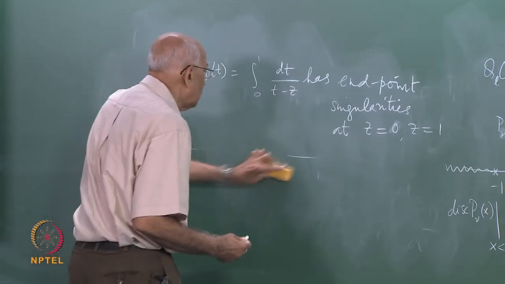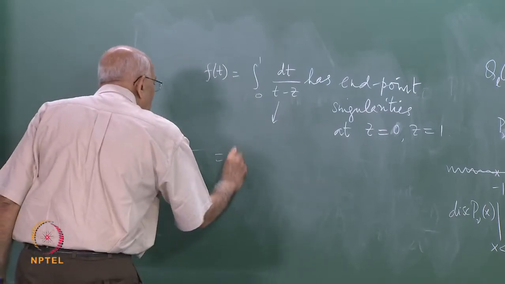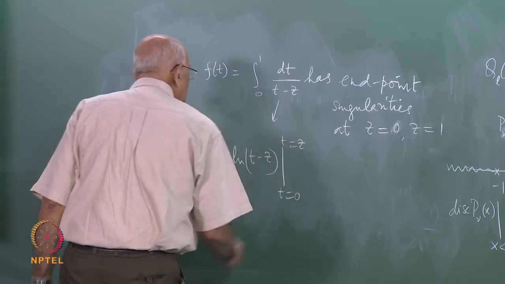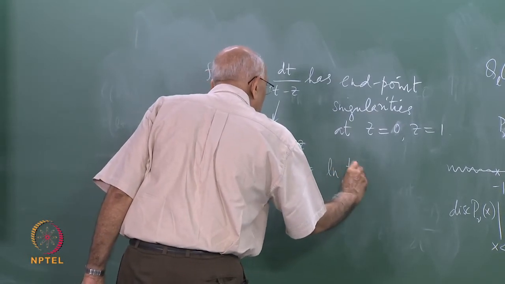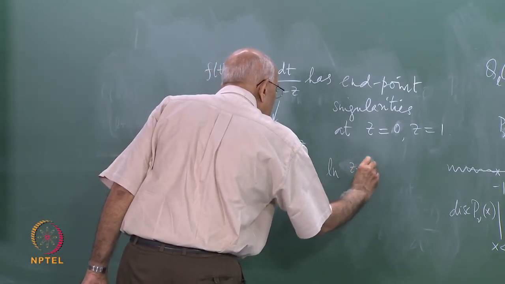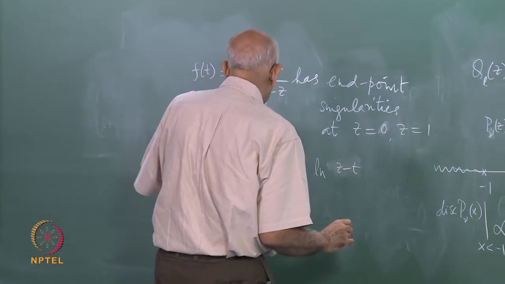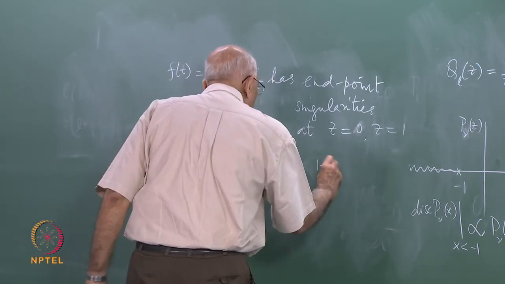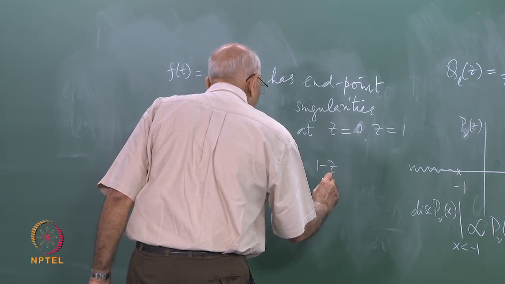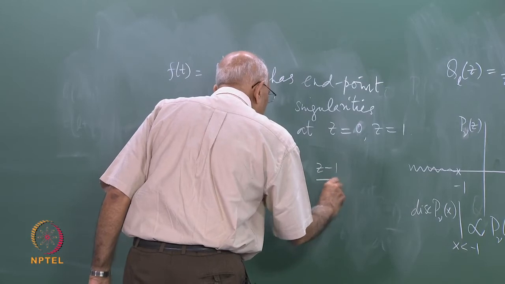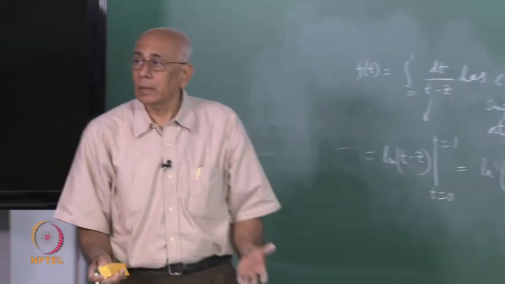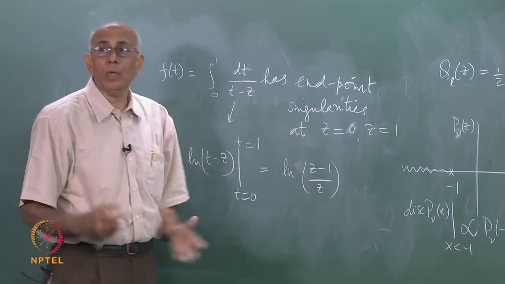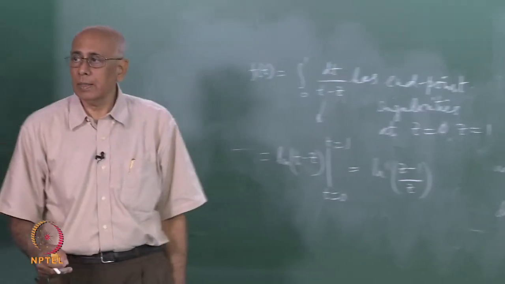In this particular case, you can do the integral explicitly. So what does this give you? This is equal to log of t minus z, running from t equal to 0 to t equal to 1. So that is equal to log of 1 minus z over minus z. So that is log of z minus 1 over z. I know that this is log of z minus 1 minus log z. Log of z minus 1 has a singularity at z equal to 1, a logarithmic branch point, and log z has a logarithmic branch point at z equal to 0.